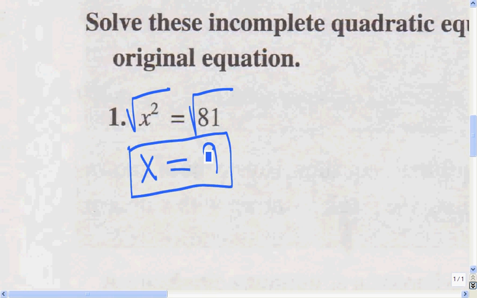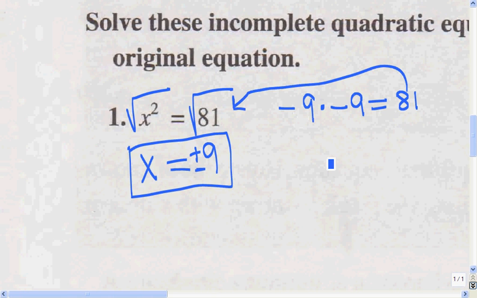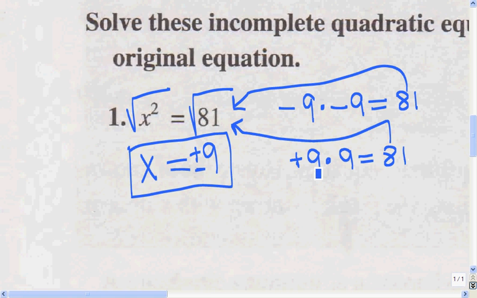And that's my answer. Now, when you're doing square roots, your answer is always going to be positive or negative. Why are you going to have two answers? A positive answer and a negative answer. Because negative 9 times negative 9 equals a positive 81. Right? Because remember, when you're multiplying and the signs are the same, your answer is always positive. So negative 9 times negative 9 gives you 81, and a positive 9 times a positive 9 also gives you 81. So that's why your answer is positive and negative.